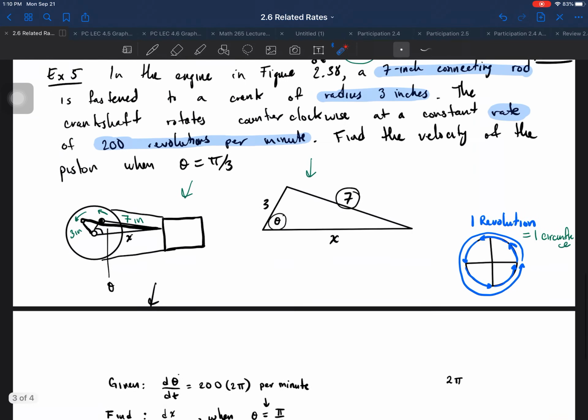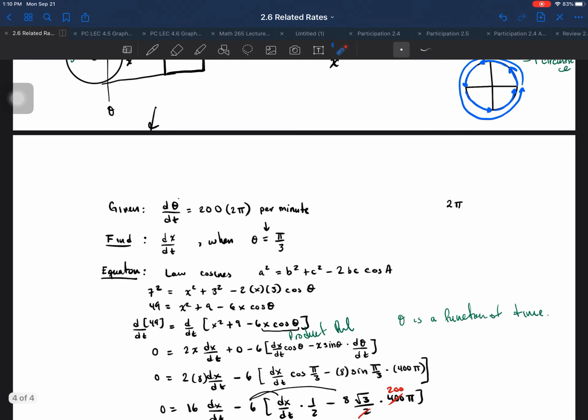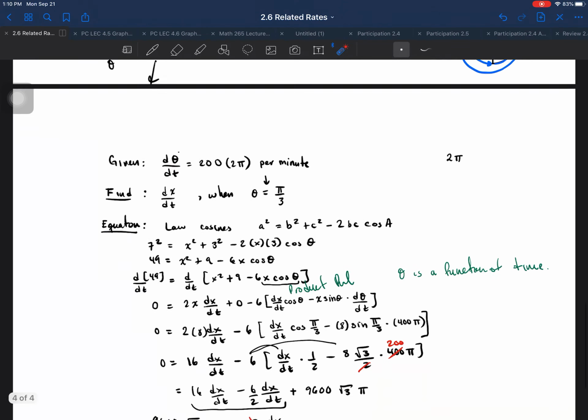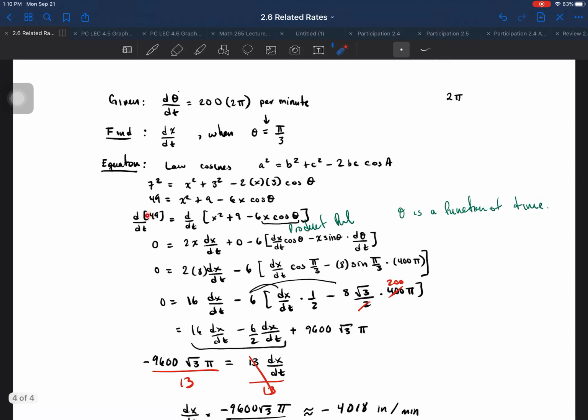But now our goal is to relate them to these two rates, right? So we're going to take the derivative of both sides. Now remember that theta depends on time, so it changes over time. When you take the derivative of cosine, you treat theta as a function of time. Obviously x also changes over time, so it's a function of time. So when you take the derivative on both sides of the equation, the derivative of 49 will be 0. The derivative of x squared will be 2x times the derivative of the inside, plus 0, minus 6 times the derivative of this.